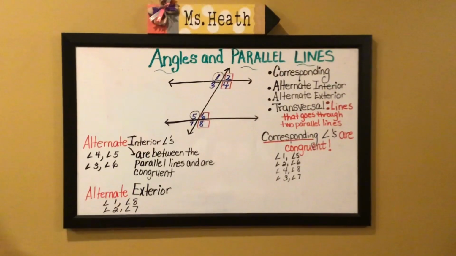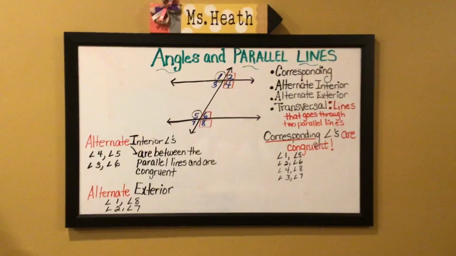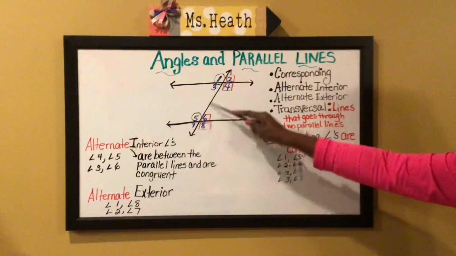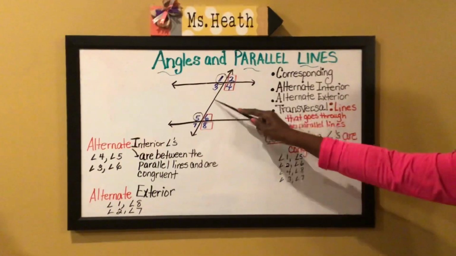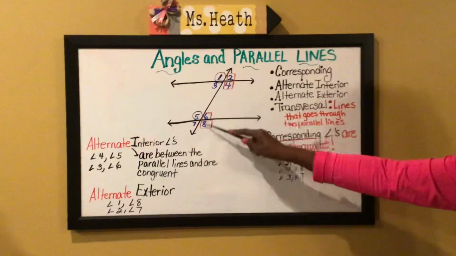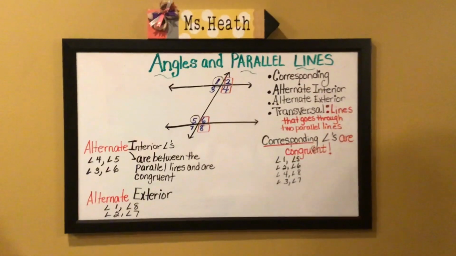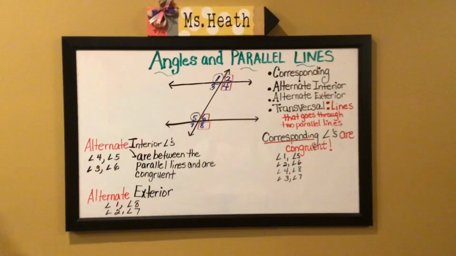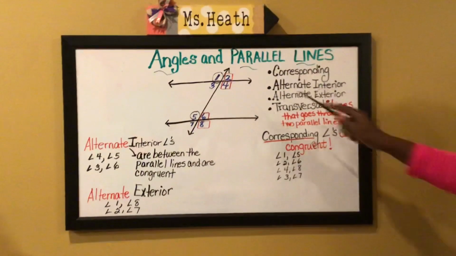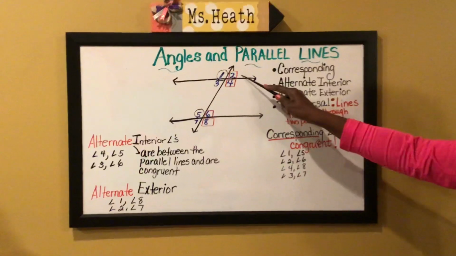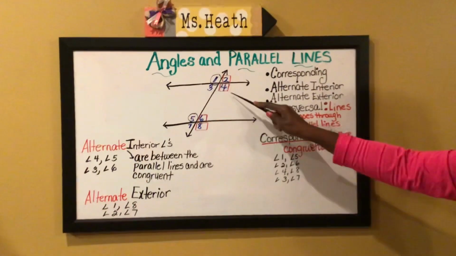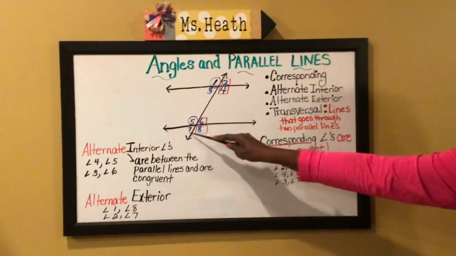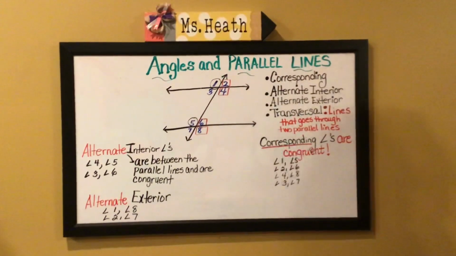Transversal is a line that cuts or goes through both of the two parallel lines. This is what we call a transversal line. Notice that it cuts, it runs and it goes through this line and that line. Transversal. Now I'm going to label them. Here we go. Label 1, label 2, label 3, label 4, label 5, label 6, label 7, and label 8.